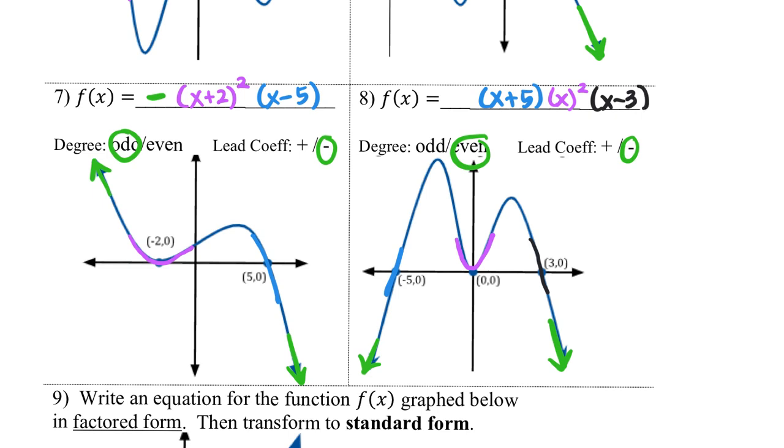Let me check this. x squared times x is x cubed, times x, that's x to the 4th, that's even. It's supposed to have a negative coefficient, so let me give it a negative. So this will work in factored form.